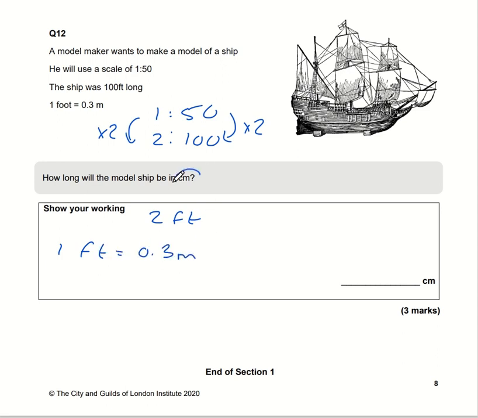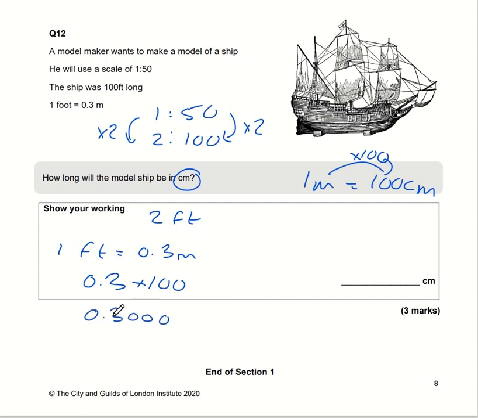Now we want the model in centimetres. So first of all, what is 0.3 metres in centimetres? 1 metre is 100 centimetres. So when we're converting metres to centimetres, we multiply by 100. What is 0.3 multiplied by 100? If you struggle with this, write 0.3 and put some zeros after it, and we're moving the decimal point 2 positions, so 1, 2. So that becomes 30.0, in other words, 30.